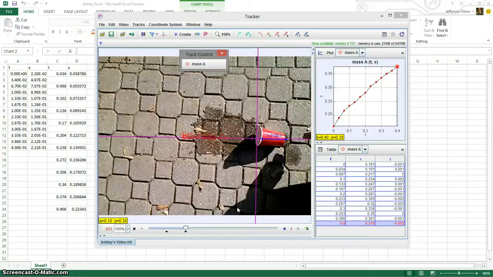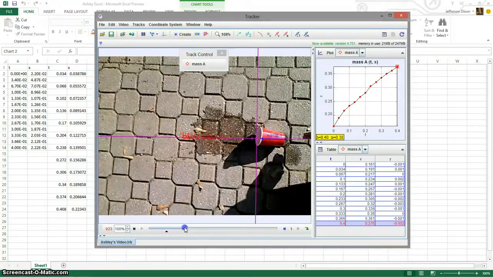Hi, my name is Ashley Touchton, and this is my Physics Lab 3. I began by tipping over a cup of water and watching the water move across the concrete at a constant velocity. I then imported this video into Tracker so that I could track the path of the water and find its velocity. I added in these axes and this scale to keep the distances the same throughout.